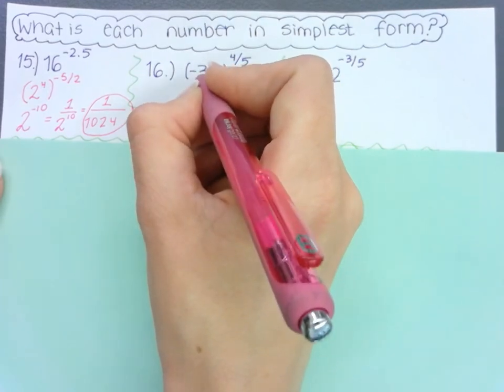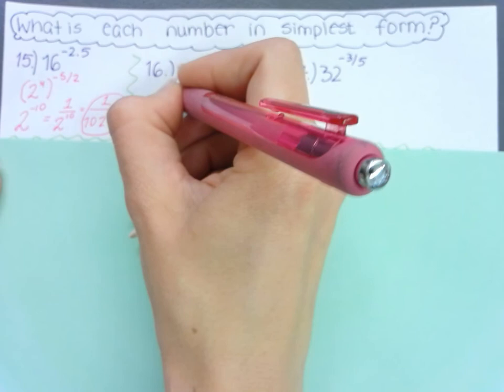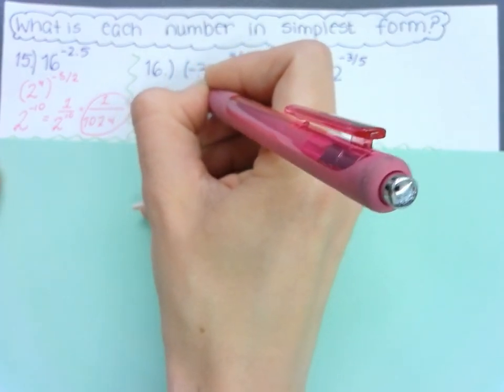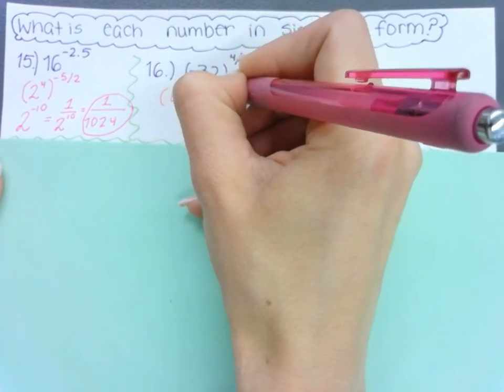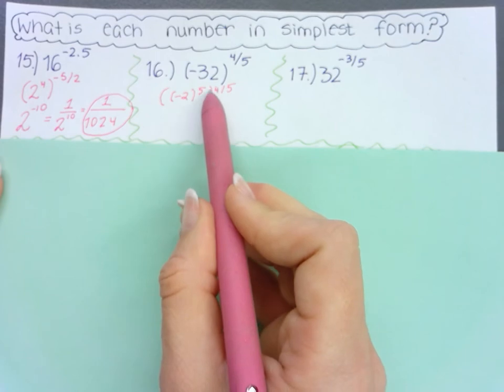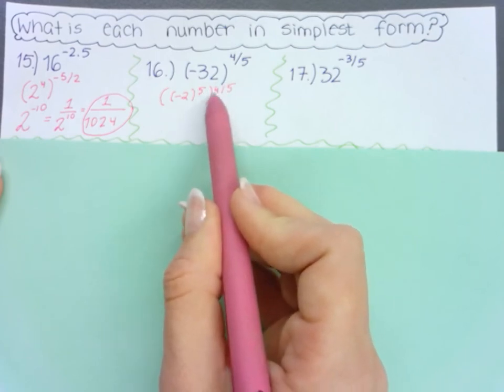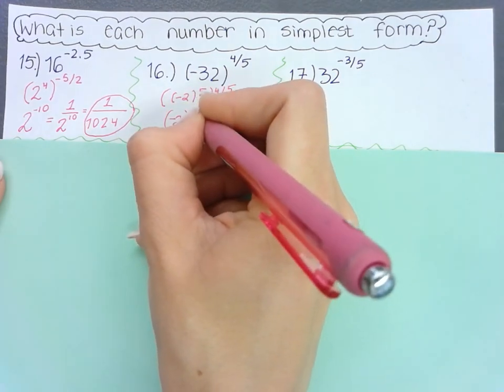Next example. Can I have a swap opportunity right here? Can I rewrite negative 32 as 2 to a power? I can replace it with negative 2 to the 5th. That's negative 32. That's raised to the 4/5. What's 5 times 4/5? Times is also the word of. What's 4/5 of 5? It's 4. So I have negative 2 to the 4th.